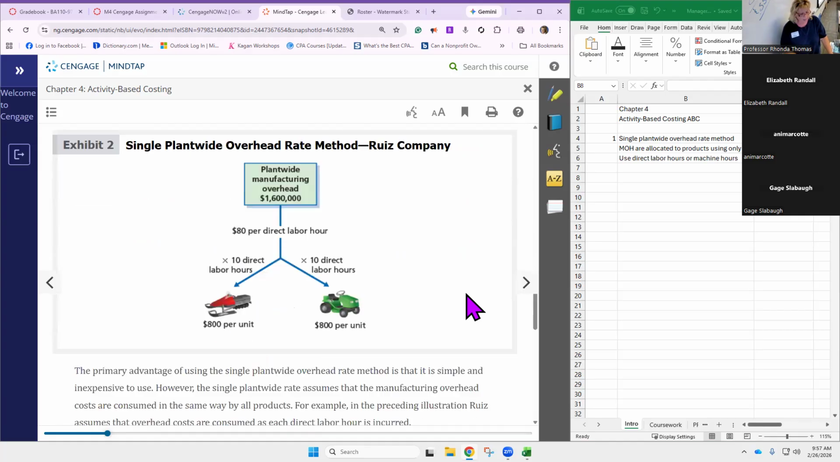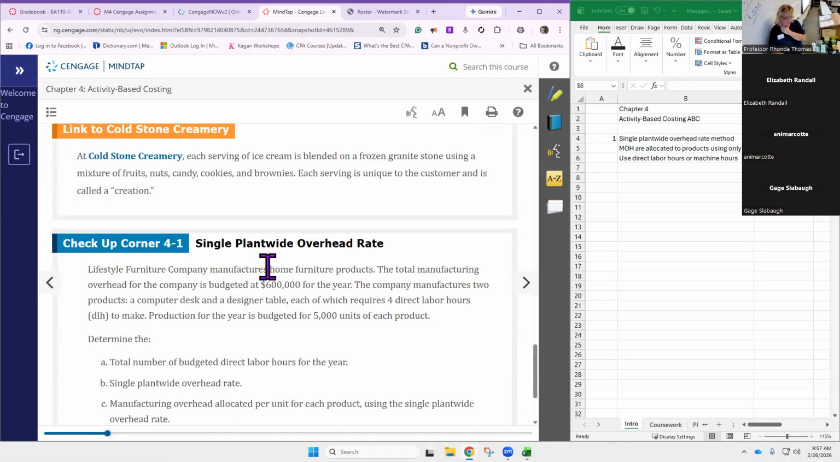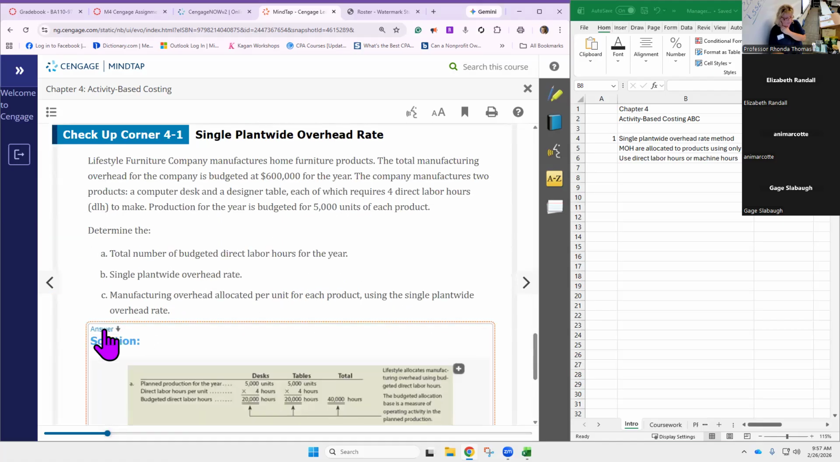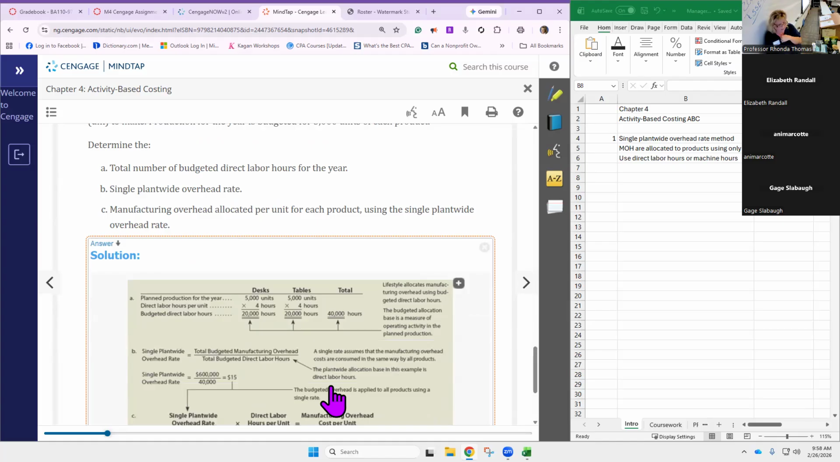So here's how it looks. Here's what a single plant overhead rate looks like. Here's all this overhead, and we want to apply it to each product. So we decided that for every direct labor hour, we were going to apply overhead. It just so happens that these two products take the same amount of time to produce. I don't know if you would necessarily see that all the time, but here is another problem for single plant-wide overhead rate.